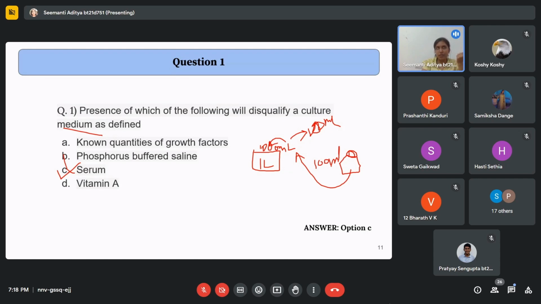Otherwise, the powdered packet or any other media composition that we get does not have serum in it inbuilt. Serum we can add depending upon our requirement, if we need it and how much percentage we need. It is not already added in the media. It is separate. If you don't require it, you can just add water to that powder and use it.